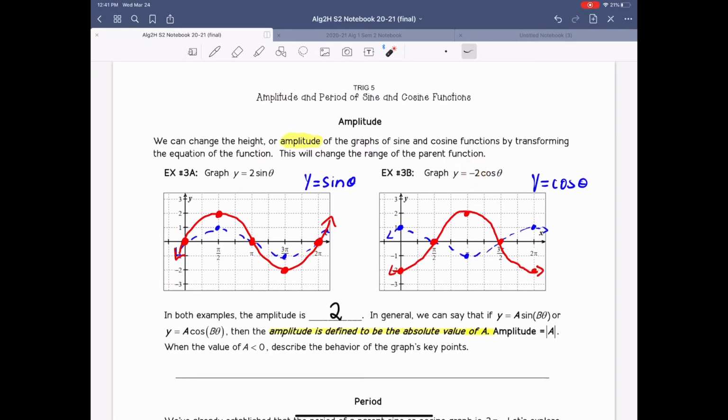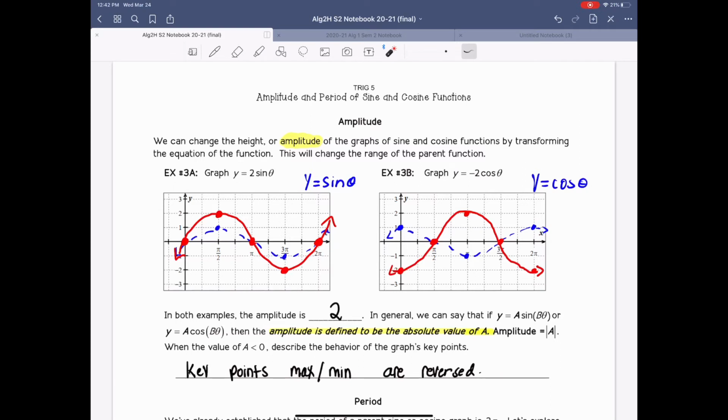Now, when a is less than 0, describe the behavior of the graph's key points. What this means is if we have a negative a value, like we did for negative 2 cosine of theta, the key points, specifically the maximum and the minimum, are reversed. And this makes sense because if we look at that second graph that we did, negative 2 cosine of theta, the parent graph had a minimum at negative 1, and the new graph had a maximum. So literally, we just reversed the points, and then we multiplied by 2 to account for the vertical stretch. So we just have to reverse the maximums and minimums when we have a negative a value.